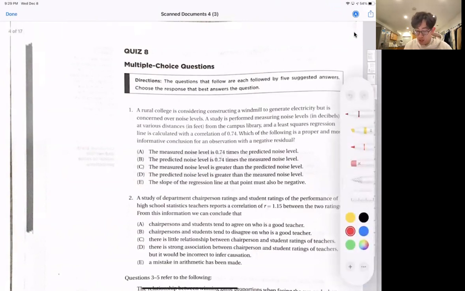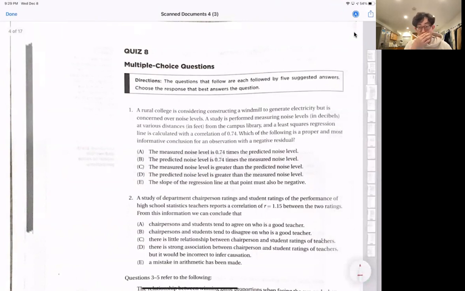And for most of you guys, I believe there might be only a couple of questions on quiz 8. We did most of the questions in class together. So yeah, let's get right to it.